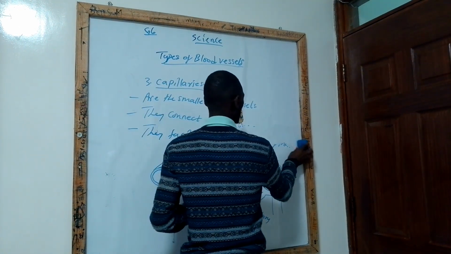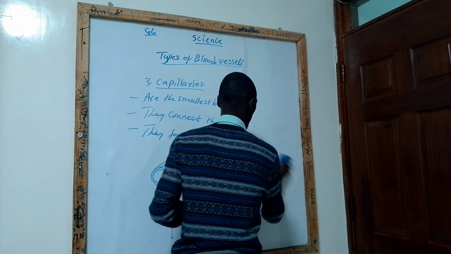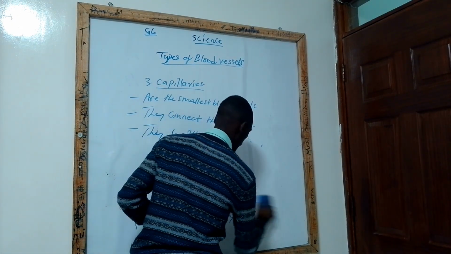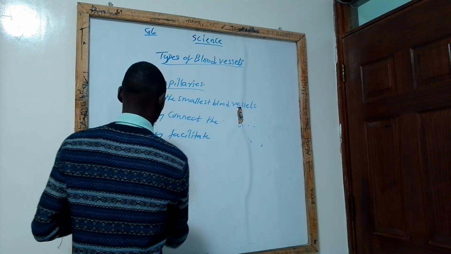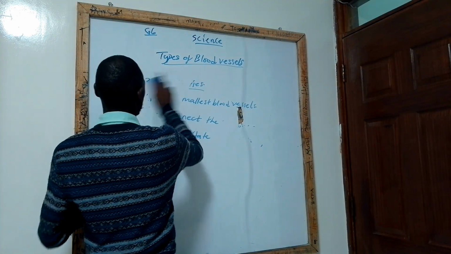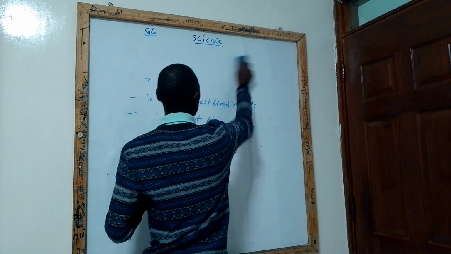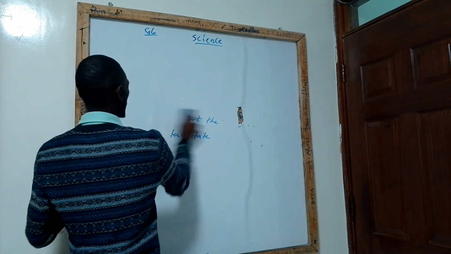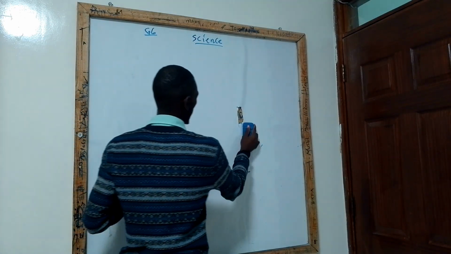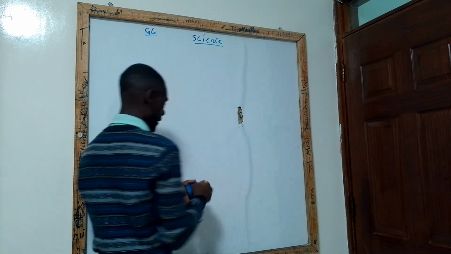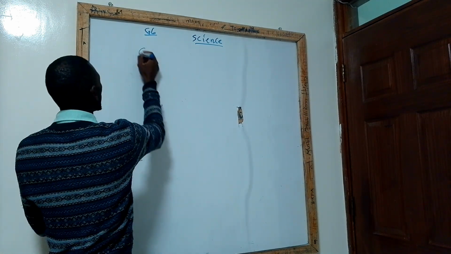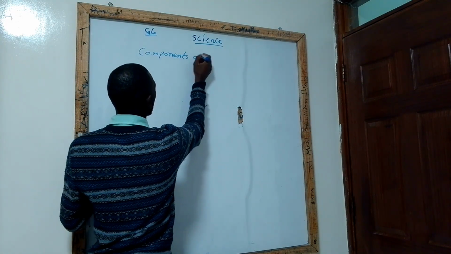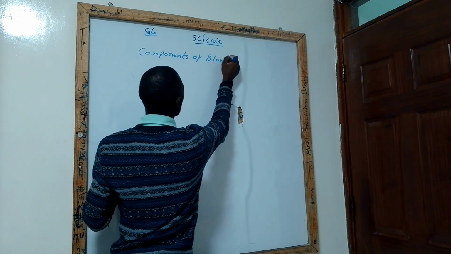Now, let me look at the last bit of this, components of blood. So after looking at the types of blood vessels, let us look at components of blood.